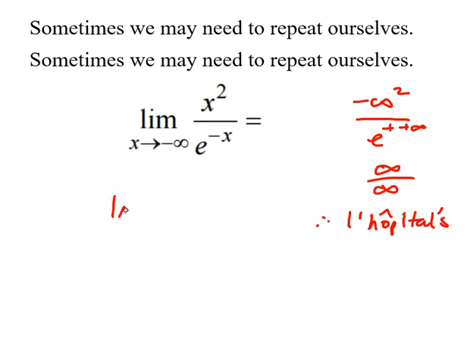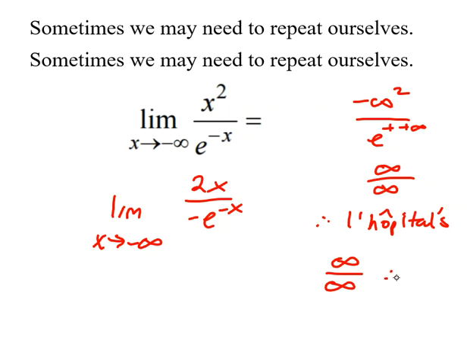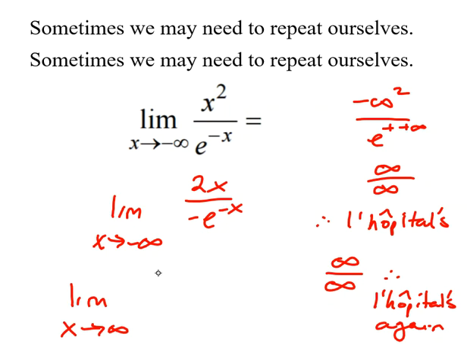So I'm going to start by, I have the limit as x approaches negative infinity of 2x over negative e to the negative x. I still have infinity over infinity if I plug in negative infinity as I do the limit of x approaching negative infinity. So, therefore, L'Hopital's again. Okay, and I can continue to take L'Hopital's until I get something that I like, so long as every time I take the derivative, I double check to make sure I'm getting an indeterminate form.